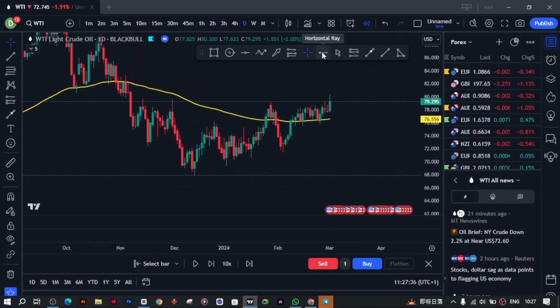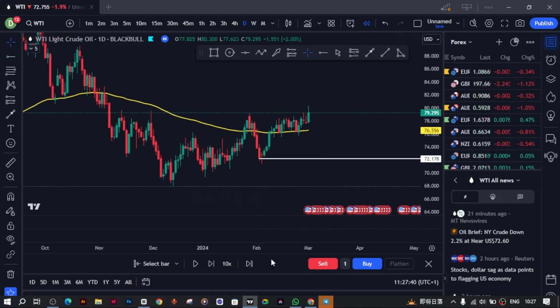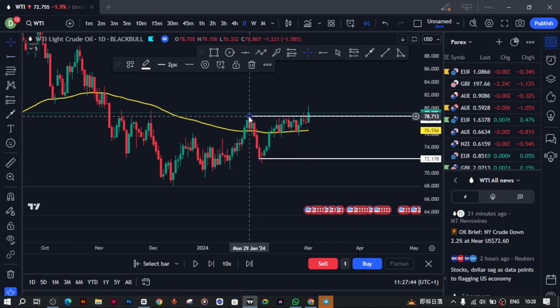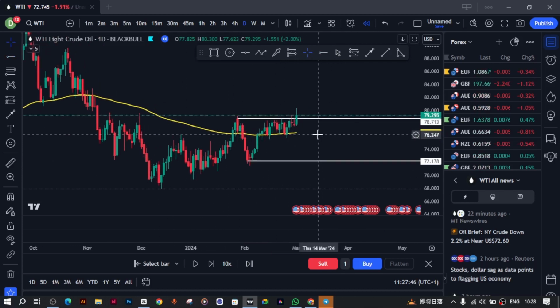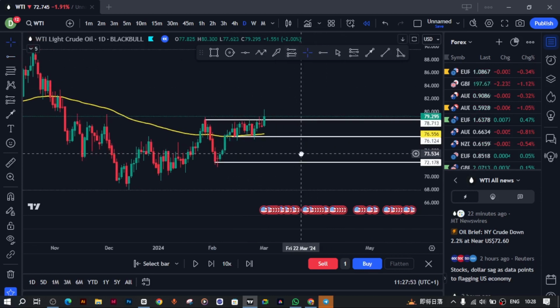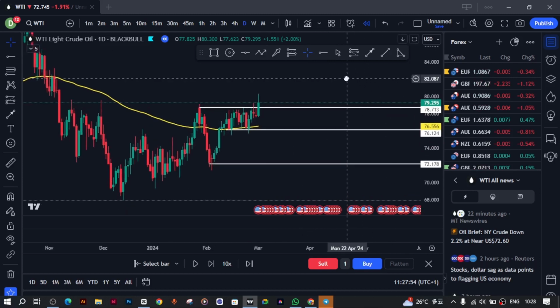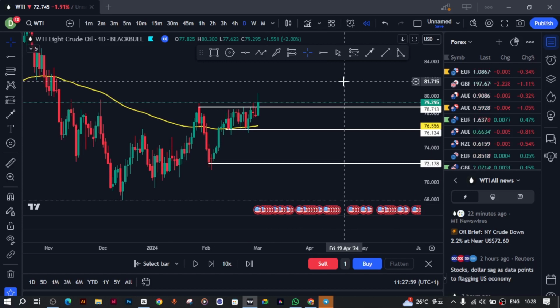Firstly, I'll get this low here. I'll mark that one, and then I'll mark this overall high here, which is this area. I'll mark it out, and then I'll also identify within this area where the market broke above the 100-day moving average. Now here is my trade in this market. I have two trades in this market right now that I've marked out.